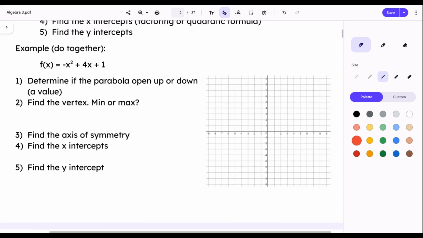So we've got this equation, negative x squared plus 4x plus 1. Is this one going to open up or open down? What's your a value? What number is in front of the x squared? It's a negative 1. So since it's negative, that means it's going to open down.